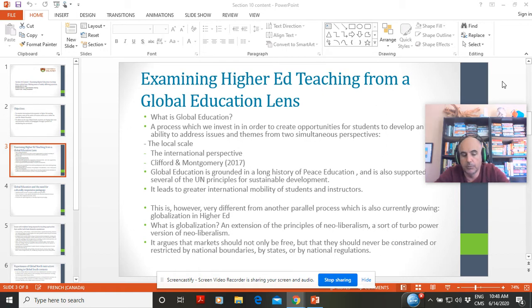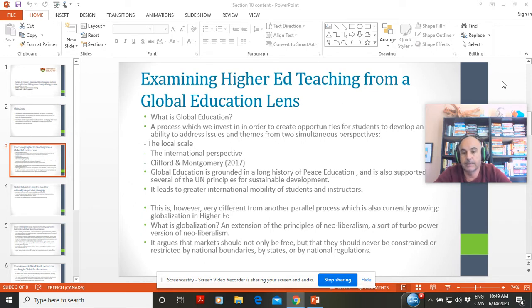Because remember, neoliberalism argues that the best possible outcome is always achieved when you let the markets be free. Now, globalization goes even further and says not only should the markets be free, but they should not be constrained or restricted by national boundaries, by states or by national regulations. So globalization is this push that you're seeing currently for multinationals to be able to operate freely across borders and not be regulated by national laws or national border controls or national policies and regulations. So in essence, multinationals become more powerful than the countries themselves.